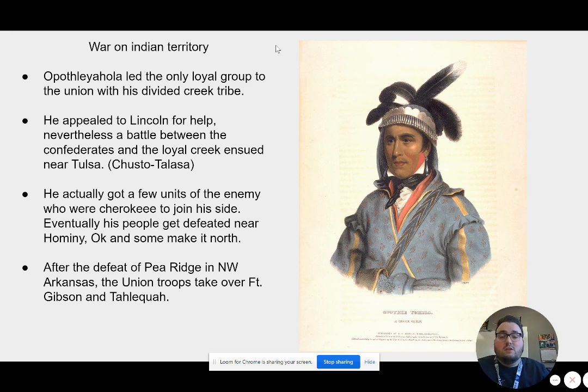He eventually has to leave the Creek land because he's in danger of the other Creeks trying to kill him and take his people. Like I mentioned, he appealed to Lincoln for help. Nevertheless, a battle between the Confederates and the Loyal Creeks ensued near Tulsa. There's actually three battles. We're going to watch an Ed puzzle tomorrow over Apothleyohola.